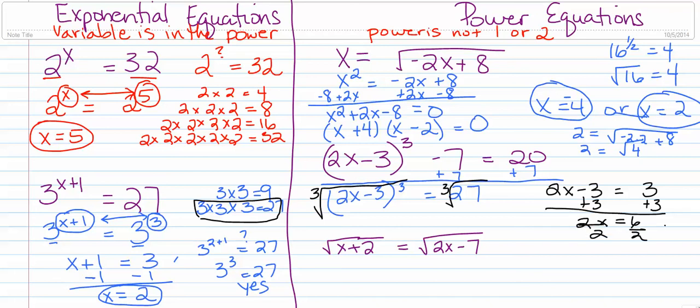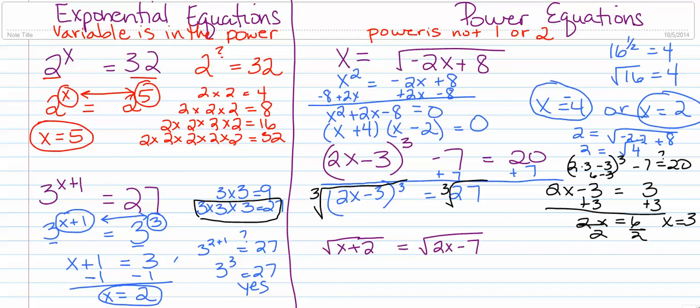Let's just make sure it works. 2 times 3 minus 3 cubed minus 7, does that equal 20? So 2 times 3 is 6. 6 minus 3 is 3. 3 to the third power is 27. Does 27 minus 7 equal 20? Yes, it does. One of these times I'm going to learn that I can't fit this many problems on one spot.